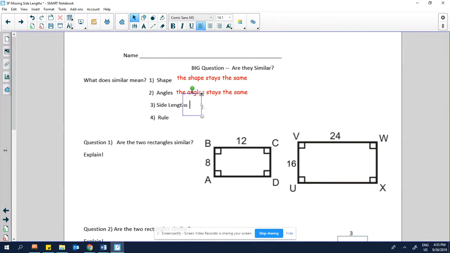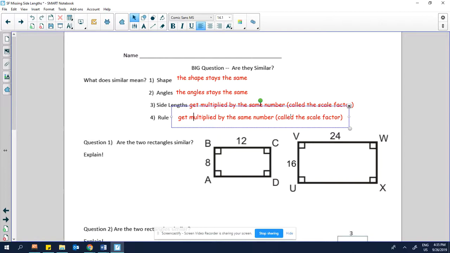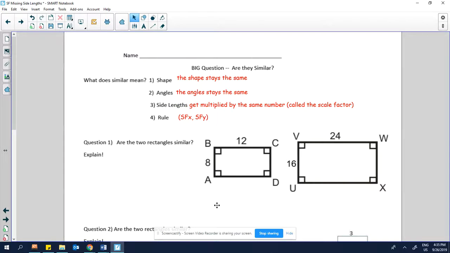The side lengths get multiplied by the same number. They all get multiplied by the same number. That number is called the scale factor. Okay, and then the rule. The rule, if it's similar, is going to be scale factor times x, scale factor times y. Notice it's the same number in both in front of the x and the y. If you need to pause the video now to get those 4 things written down, please do.